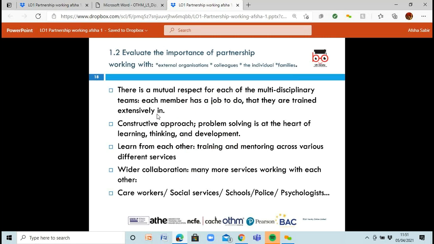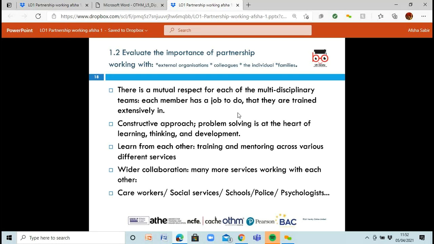And then we've got a whole lot of other points here. So there's a mutual respect for each of the multidisciplinary teams. When I said multidisciplinary, it's the same as partnership working. Each member has a job to do, and they're also trained within that. So don't undermine someone and say you don't know what you're doing. They probably will have a lot of training in it.